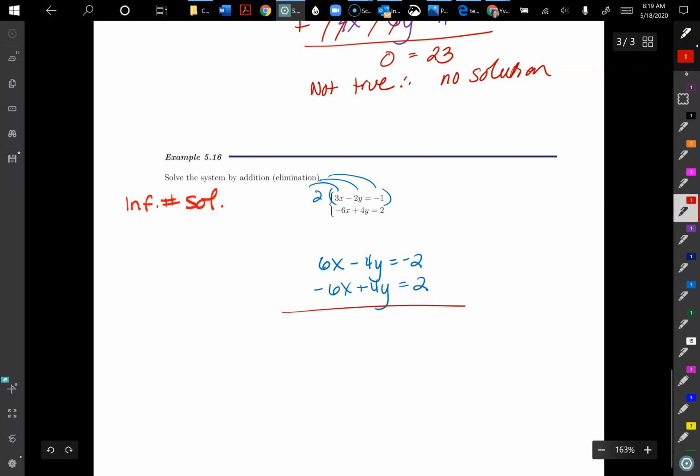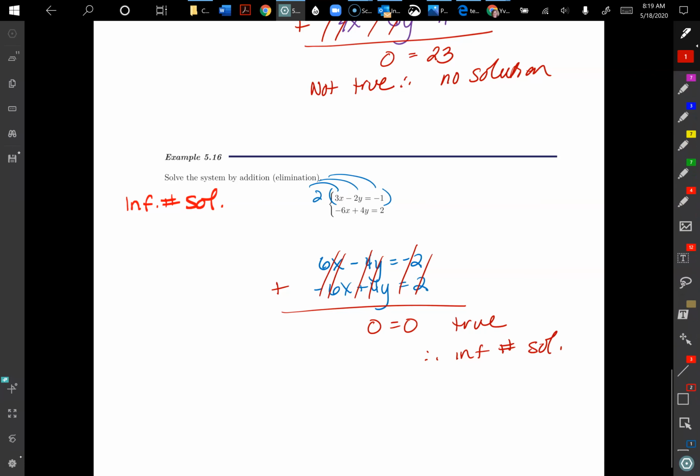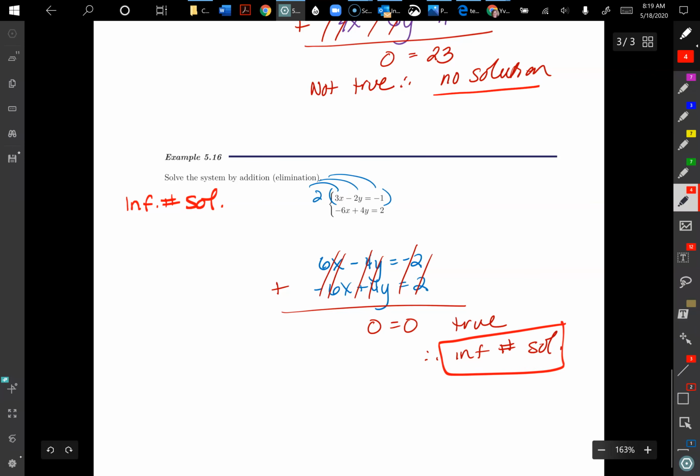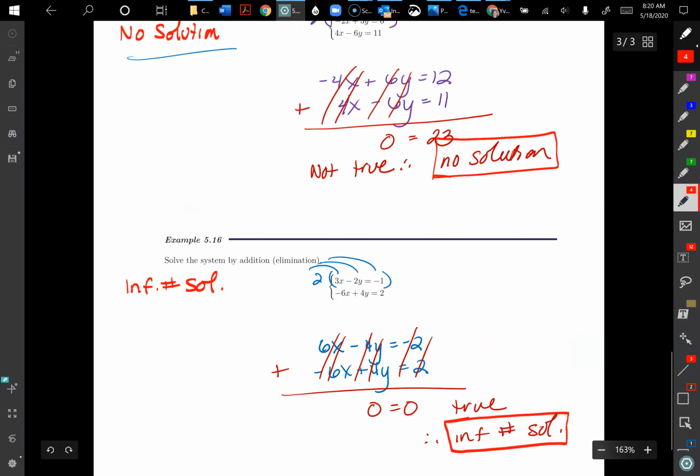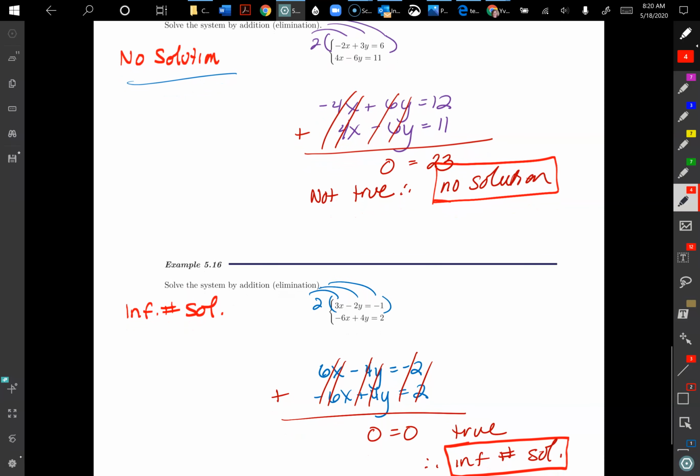And then when I go ahead and add them, that is a nice situation. I get 0 equals 0. It's true. Therefore, infinite number of solutions. Okay, so we kind of like when that happens. And if you notice that early on, you can say the answer, but make sure you justify why that's true. Even if you tell me in words, but the math on these is really quick to show. Just make sure you get your full credit for a quiz and or a test.